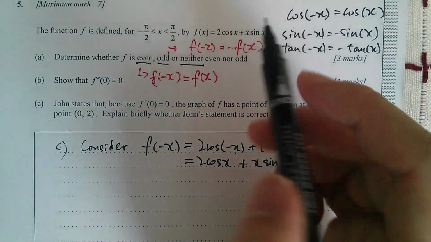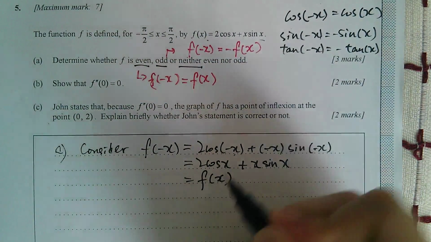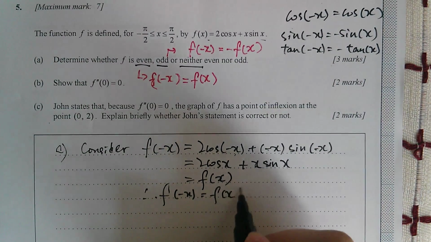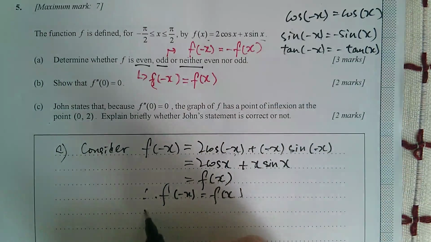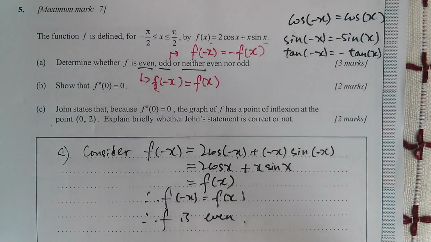So what about this? If you look at this, this is exactly the same as the original function. So this is f(x). Therefore, f(-x) is the same as f(x). Therefore, by definition, this is even.